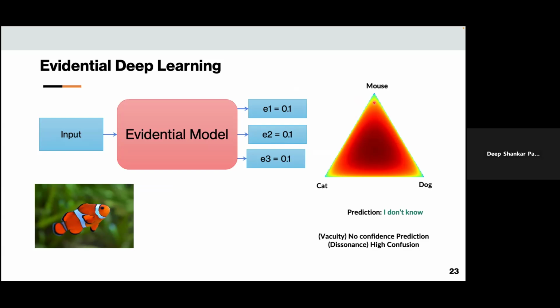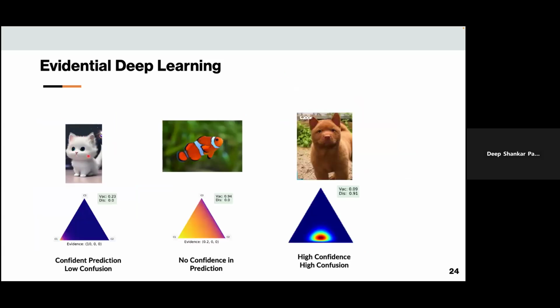So in this way, the evidential deep learning framework can enable fine-grained uncertainty quantification capabilities. In the first case where the model is confident and is not confused, it can output high evidence for one of the classes. And this basically translates to the vacuity and dissonance. These are metrics in evidential deep learning to express its confidence and confusion. High vacuity means that the model is not at all confident. High dissonance means the model is highly confused. In the first case, the vacuity is low and dissonance is also low. So it's not confused and it is confident.